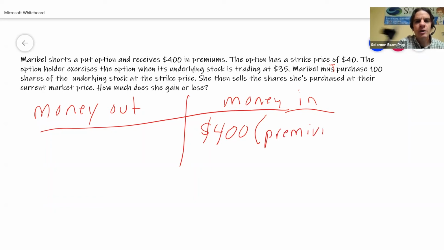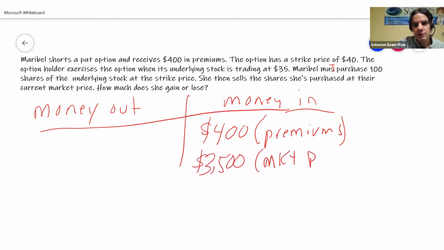Okay, so the other money that she's going to take in: when the option is exercised, she needs to go buy those shares at their strike price. And we'll get to that in a minute. That's going to be money out. Then when she buys them, she owns those shares. She turns around and sells them at their current market price. So their current market price is $35. From this question prompt, it tells us that it's exercised when they're trading at 35, and then she sells them at their current market price. So from what we know here, she sells them at $3,500. That's the market price. So she sells them, she obviously receives that money. So the total amount of money she receives, $3,900. So her total money in is $3,900.